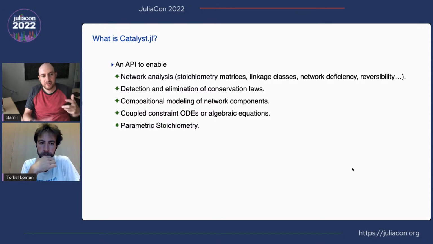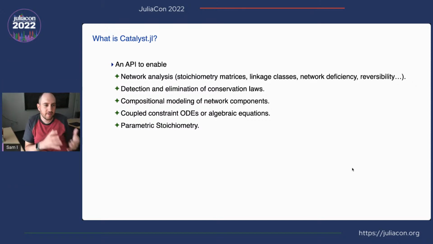But Catalyst also has a bunch of extra features beyond just that. So we have a pretty comprehensive API at this point that lets you do things like network analysis. So if you want to calculate stoichiometry matrices or linkage classes of your network, or the deficiency of your network, or whether your network is reversible or weakly reversible, we have functionality for that. One cool thing, which hopefully we will have time to show you later today, is that Catalyst can detect and eliminate conservation laws from networks. So that's a way you can reduce the size of a system and, say, make Jacobians of systems non-singular. And that's something we'll come back to.